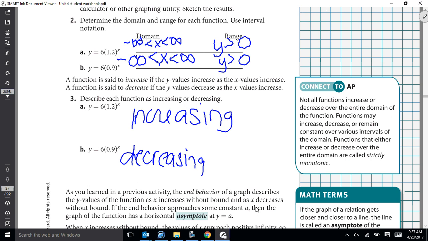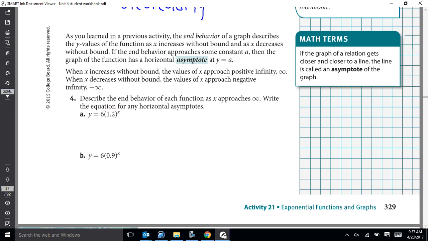Let's erase my sketch because that wasn't right. All right, so as you learned in a previous activity, the end behavior of a graph describes the y values of the function as x increases without bound and as x decreases without bound. If the end behavior approaches some constant a, then the graph of the function has a horizontal asymptote at y equals a. When x increases without bound, the values of x approach positive infinity. When x decreases without bound, the values of x approach negative infinity. So describe the end behavior of each function as x approaches infinity. Write the equation for any horizontal asymptotes.